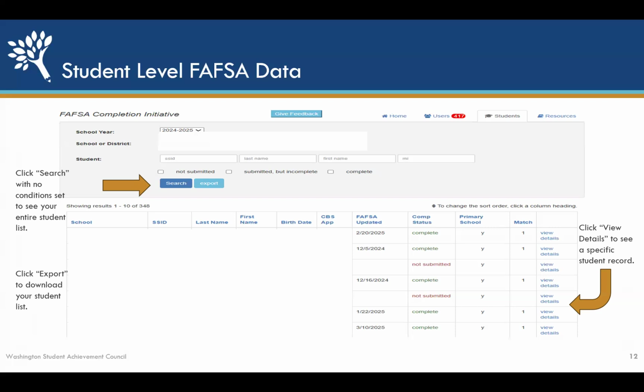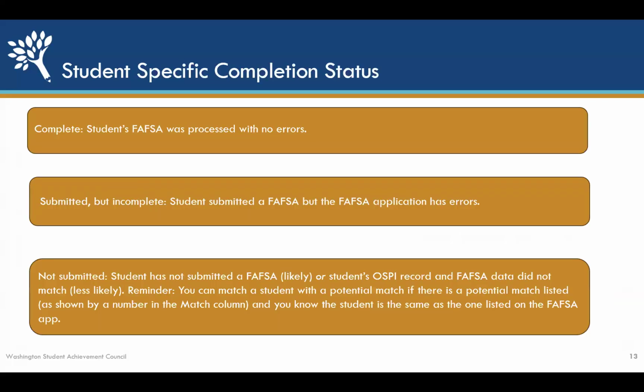When viewing your student list, you see any one of three different FAFSA completion statuses listed. Complete means that the student's FAFSA was processed with no errors. Submitted but incomplete means it was submitted correctly, and yet there are errors on the FAFSA application which are affecting it being listed as complete. If it says not submitted, then likely the student has not submitted a FAFSA.